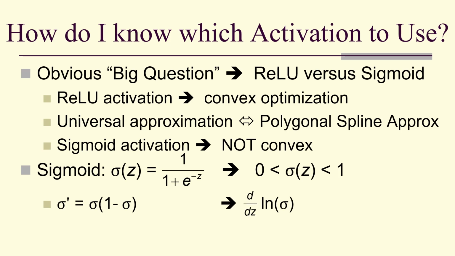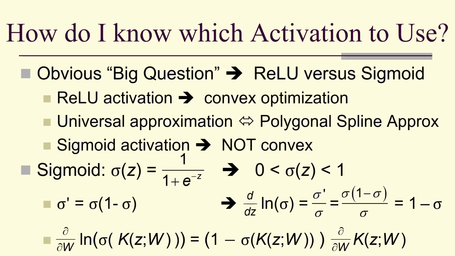Now that means if I take the derivative of the log of sigma, which I very often do, because if you remember our cross entropy, binary cross entropy, very often our loss functions are in terms of these logarithms. And then when I take a derivative, I get the derivative over the function itself. But notice that's sigma times 1 minus sigma over sigma, and that's just 1 minus sigma. Now what does that mean? Well, that means if I take the derivative of the log of sigma of a kernel, then I end up with 1 minus sigma of the kernel times the derivative of the kernel.